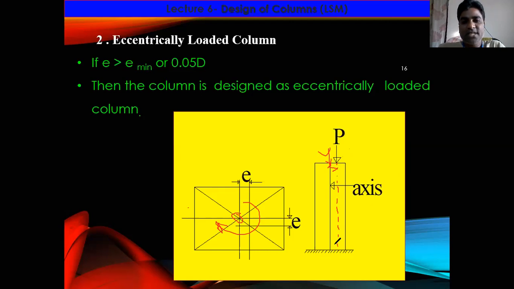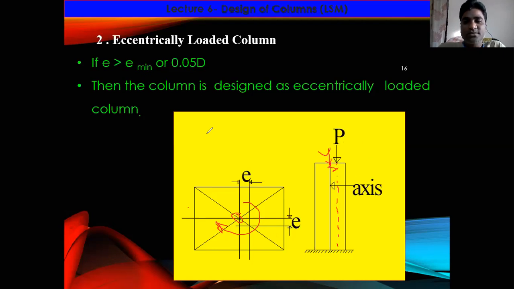Then you need to design a column to resist the load acting on the member, plus it should be resisted against the moment also, because due to eccentricity the moment will develop about the centroidal axis, right? So while designing you need to remember these points. That means you need to decide whether it is an axially loaded column or an eccentrically loaded column.